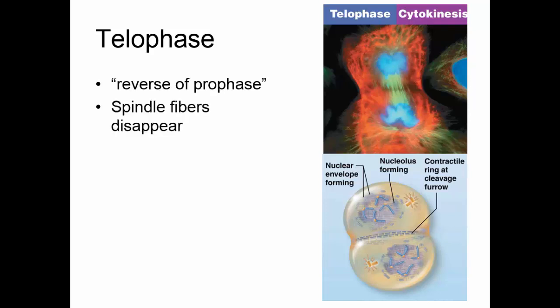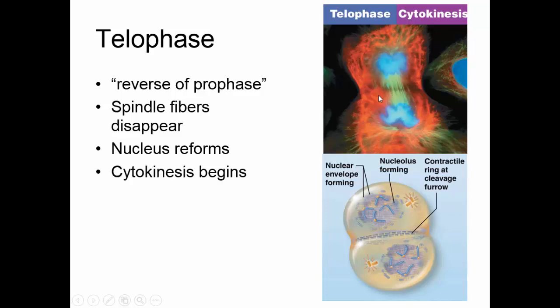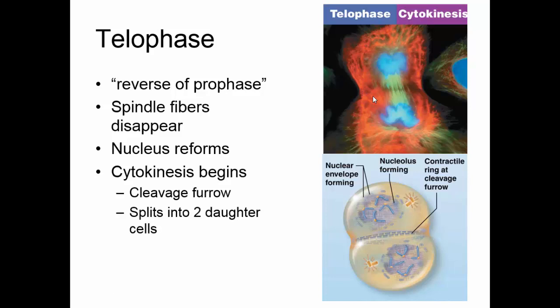The spindle fibers begin to disappear. The nucleus reforms. We begin to get a nuclear membrane around it. And cytokinesis begins. You see the cell membrane starting to come together, so we'll pinch off two new cells. This area where the cytoplasm begins to pinch together is known as a cleavage furrow. Eventually, it will join, and we will have two new daughter cells exactly like each other and exactly like the original cell.